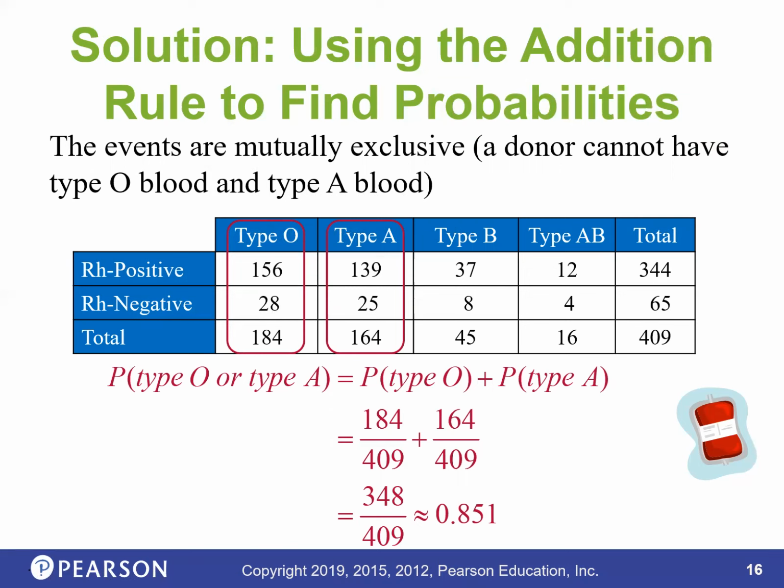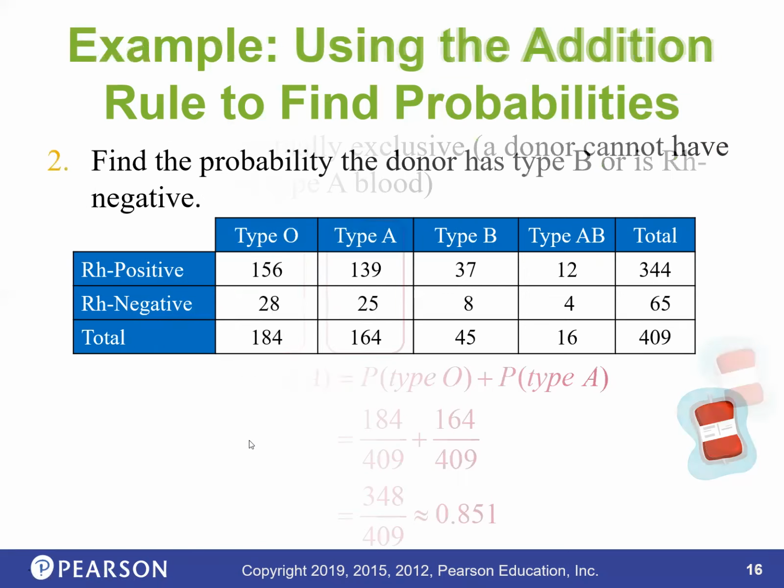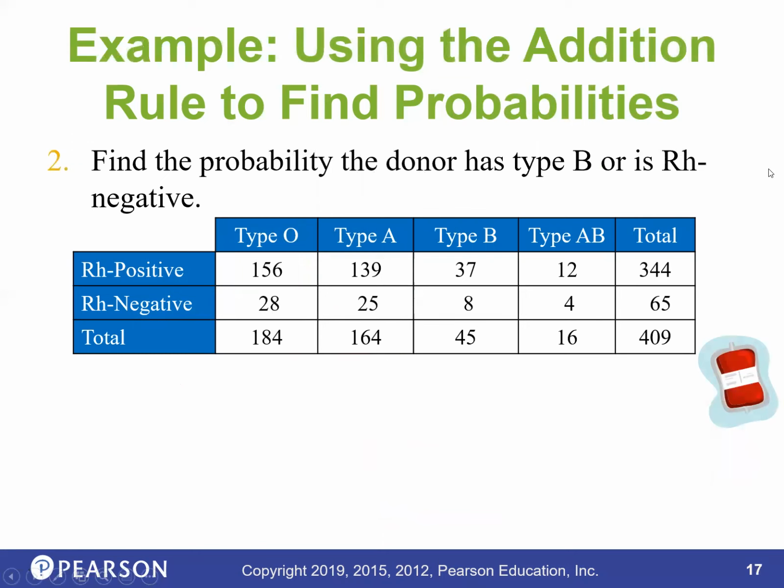Okay, let's get a little bit more complicated, and you guys will be experts reading these charts here. Again, this is just probability stuff. Let's go to the next one here. Ooh, this one may not be mutually exclusive. Find the probability that the donor is blood type B or is a negative blood type.